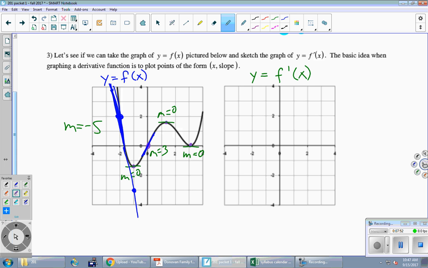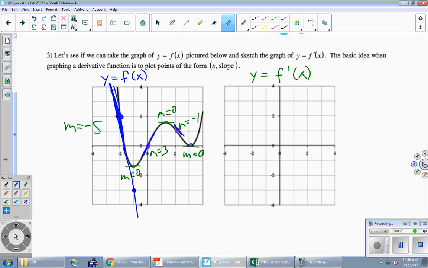Okay, and let's do it again here. I'll draw a little tangent line there. Positive or negative? Negative. More or less than, say, 3? What do you think? I feel like it's less than that 3, not as steep as that one. I don't know, 1, 2. Very rough estimates here.